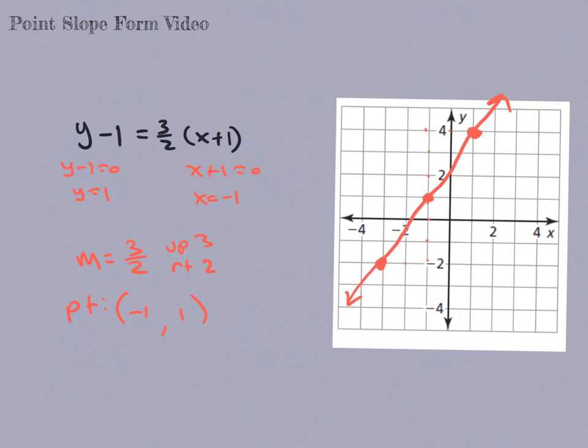So you might be wondering, do I have to do this part every time where I'm writing out y minus 1 equals 0, y equals 1? No, but that's how you should be thinking about it. So you should say to yourself, what y value makes this left side 0? Positive 1. What x value makes this parenthesis 0? Negative 1. And that's how you get your point.